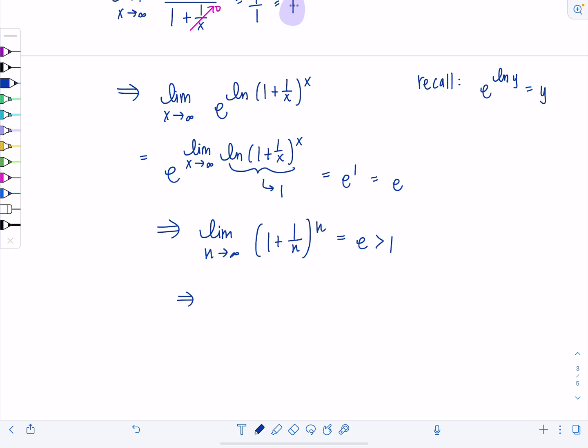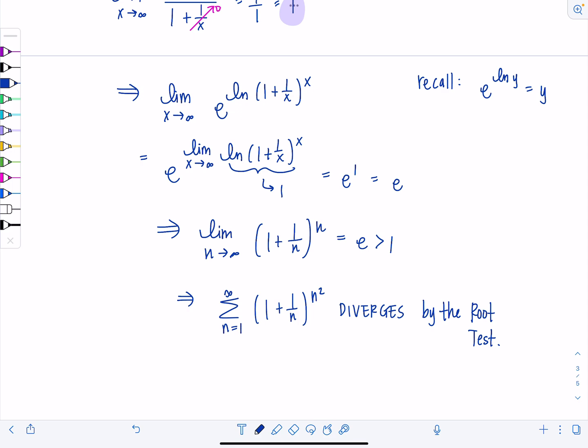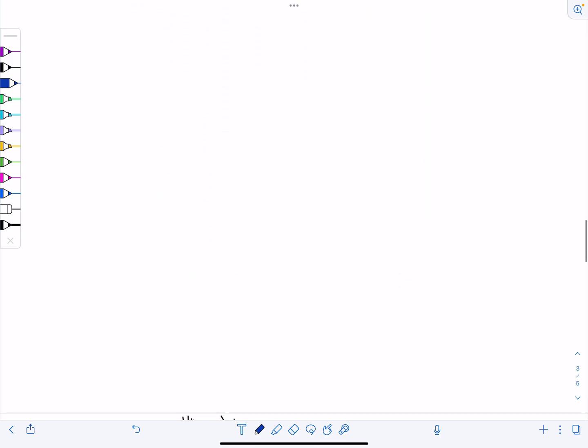So this tells me that my original series, the sum n equals 1 to infinity, 1 plus 1 over n to the n squared, diverges by the root test. Okay. Fabulous. I have one more for you. Yeah, that's it. Honestly, the root test is a little outshined by the ratio test in practice. We use the ratio test a lot more.